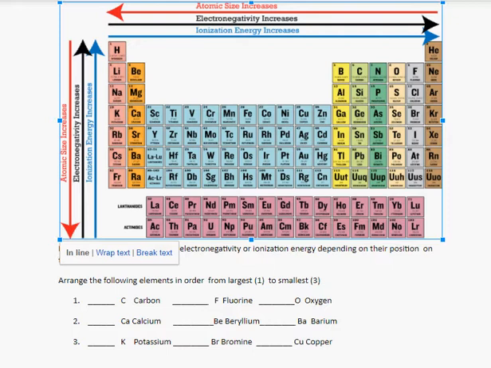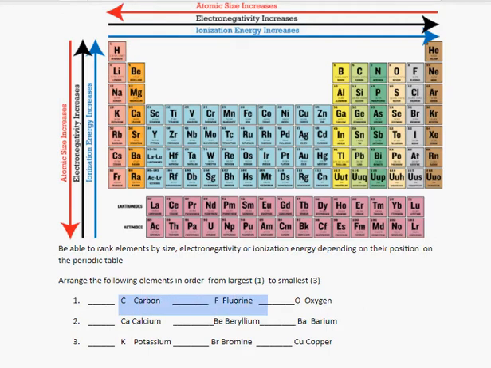All right. So now, how do you actually do this problem? Well, you take a look at the elements. We're saying, okay, let's list these guys in order of size. One of the things you're going to notice, I'll either have everybody in the same row or I'll have everybody in the same column. If you take a look at carbon, carbon is in the second row. It's the fourth one across. Fluorine is in the second row. It's the seventh one across. And oxygen is in the second row, and it's the sixth one across. So since carbon is actually closer to the left, then it's going to be the biggest one.